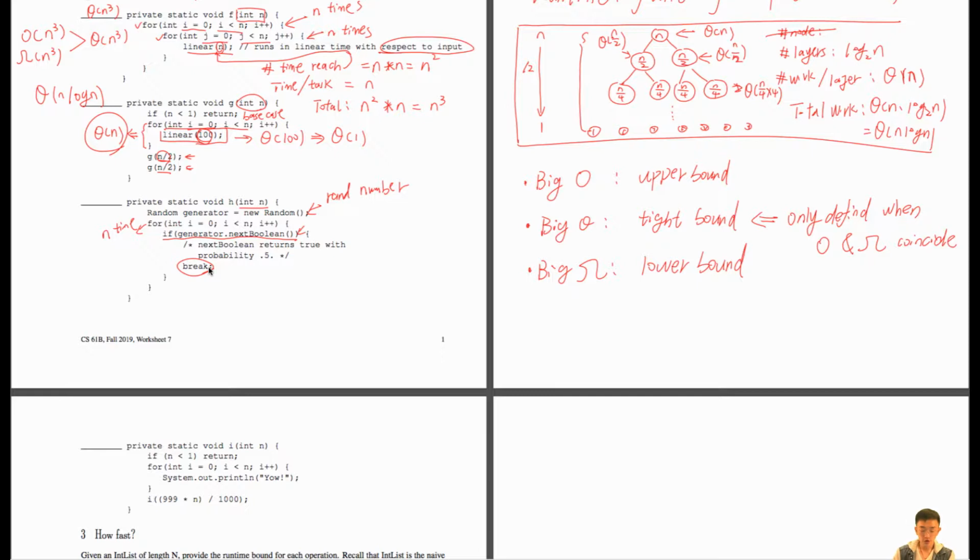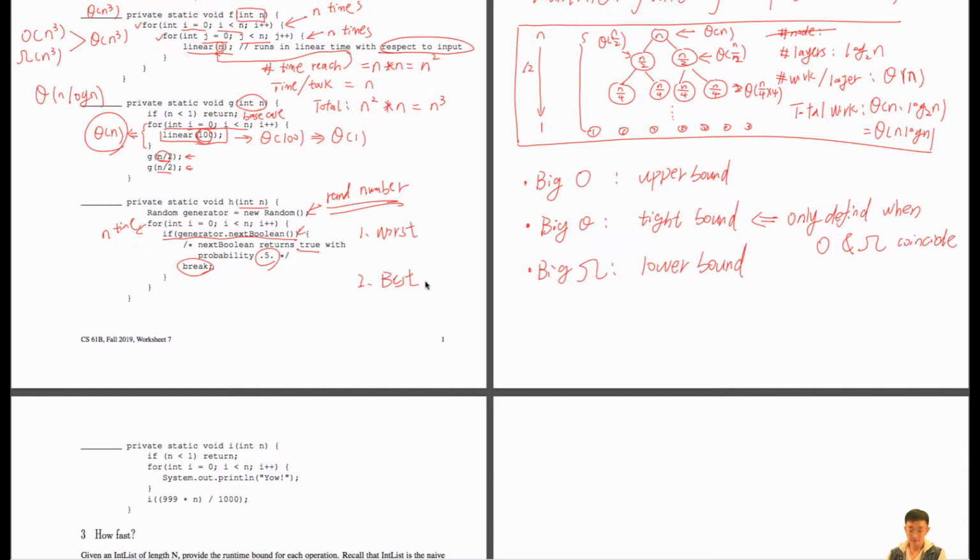And let's see. This if statement says the next Boolean returns true with probability 0.5. So that means it is not something that is regarding our input. It is regarding this random generator. Therefore, since it is not regarding the size of our input, or n in this case, we can find a worst case and a best case for this function.